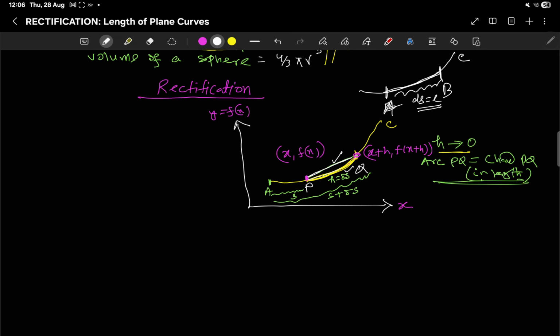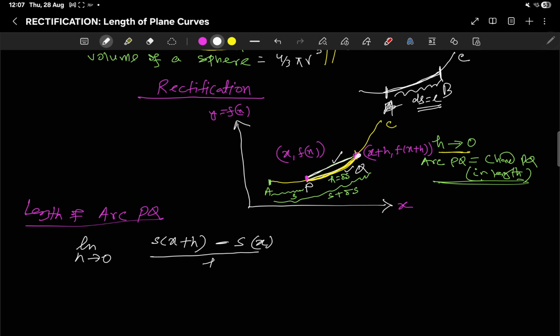So let us find the lengths individually. What is the length of arc PQ? It can be viewed as S plus del S or S plus H. You say it is x plus h, and you say it is your x. Now the moment here limit h tends to 0, if you divide by h here, this will give you ds by dx, the first principle formula.